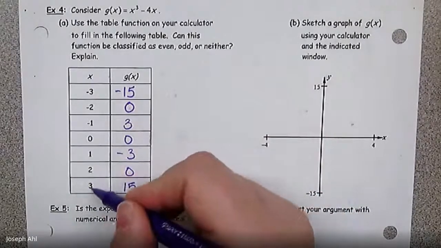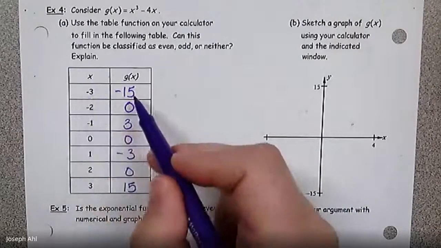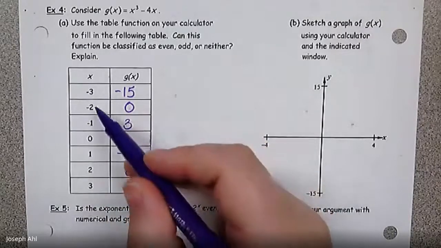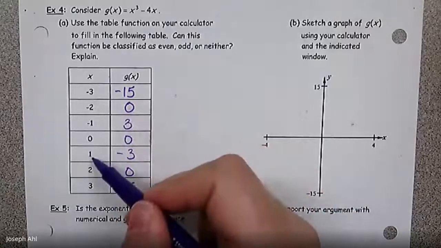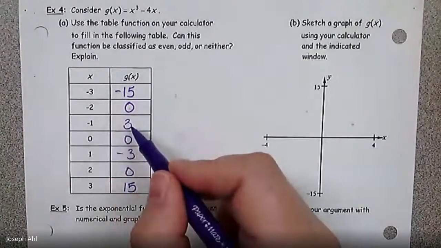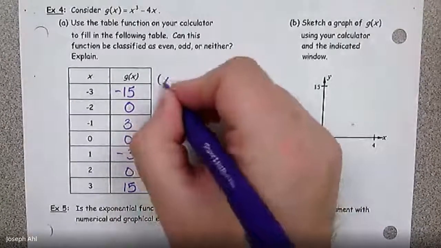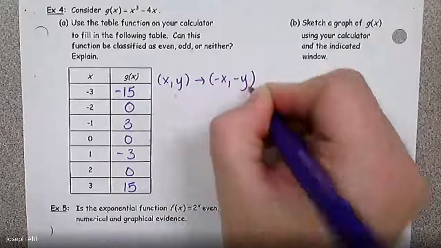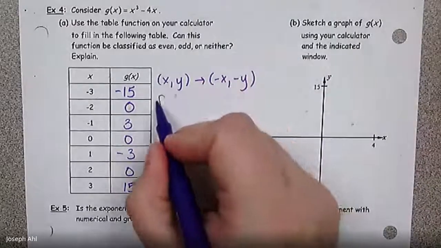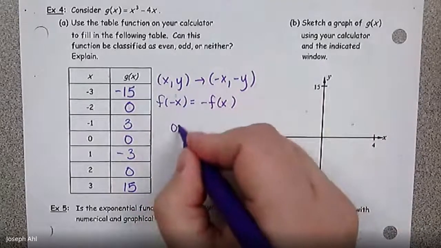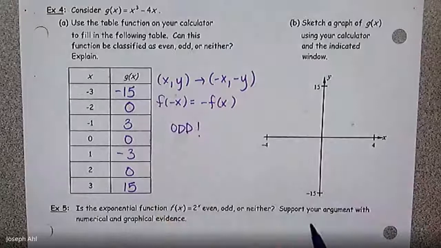So if we take a look here, 3, 15 goes with -3, -15. 2, 0 is a little bit tough to compare to -2, 0, but let's check out when x equals 1. 1, -3 goes with -1, +3. So these x, y coordinates correspond with -x, -y, which means that f of -x is the same as -f of x. This is definitely an odd function.